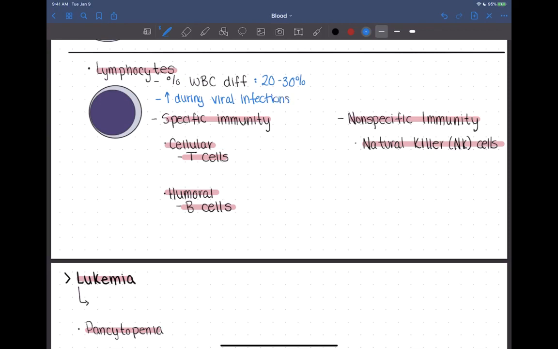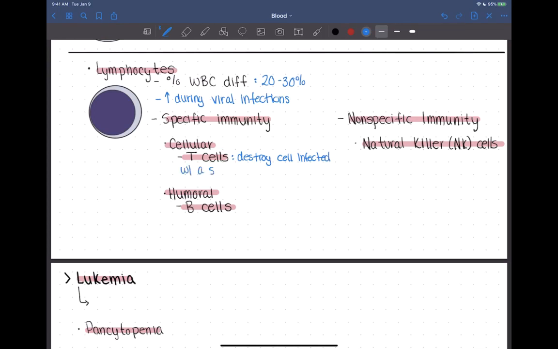Okay, so you've probably heard of T and B cells. So let's talk about those. So we have specific immunity and we have non-specific immunity. With specific, there's two types. Okay, so there's cellular immunity. Okay, so cellular immunity is mediated by T cells. Okay, so T cells are a type of lymphocyte that will destroy cells that are infected with a specific virus.